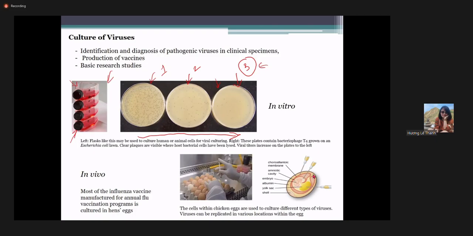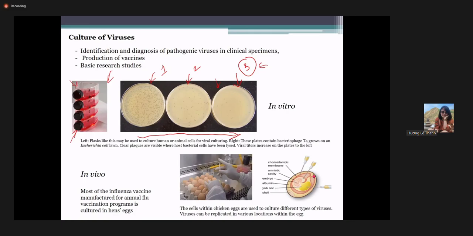And the second way we can culture the virus is in vivo. The more efficient way to culture the virus in vivo is to culture the virus on eggs. The cells within chicken eggs are used to culture different types of viruses, and most of the influenza vaccines manufactured for a annual flu vaccination program are cultured in hen's eggs. So eggs aren't for breakfast only, they could be the source for your common flu shot.